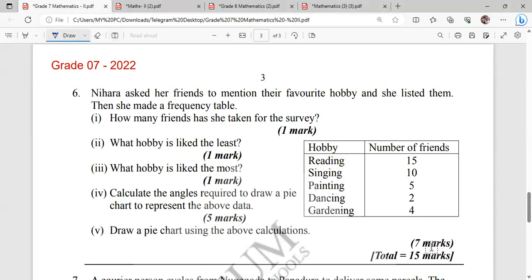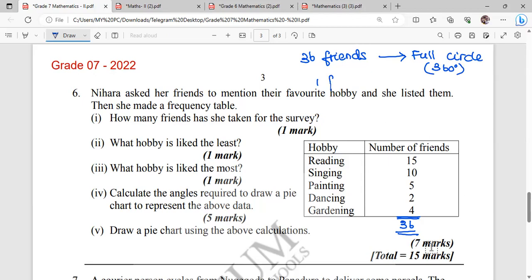First you want to add everything because here they have not mentioned anything about the total number of friends. Then 15 plus 10, 25. 25 plus 5, 30. 30 plus 2, 32. Plus 4, 36. Right, 36. You have the same calculation you want to do. To show 36 friends, I want to have a full circle. So this calculation always should be there. Full circle, that means 360.